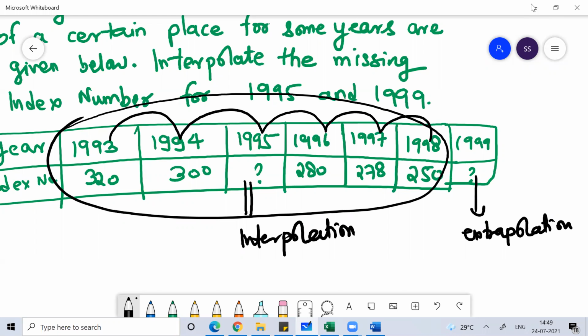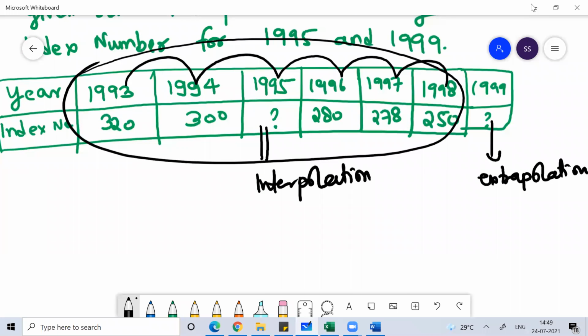Now, while solving the problem, count the number of known variables. I'll write this as y naught, this is y1, this is y2, this is y3, this is y4, this is y5, this is y6. Clear? If you remember, yesterday I told you that whenever we work on interpolation and extrapolation, it is nothing but an application of regression, what we studied in statistics.